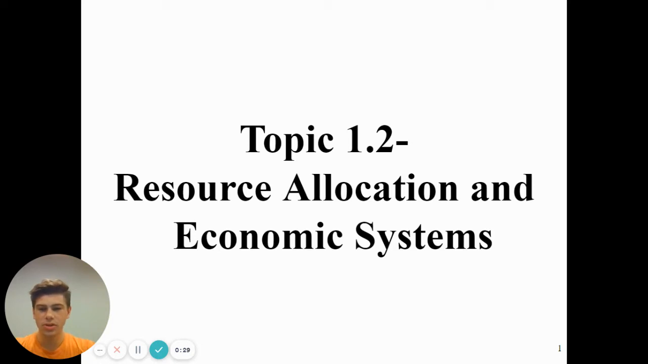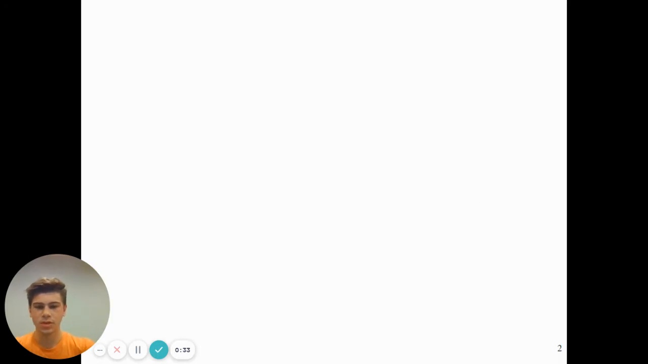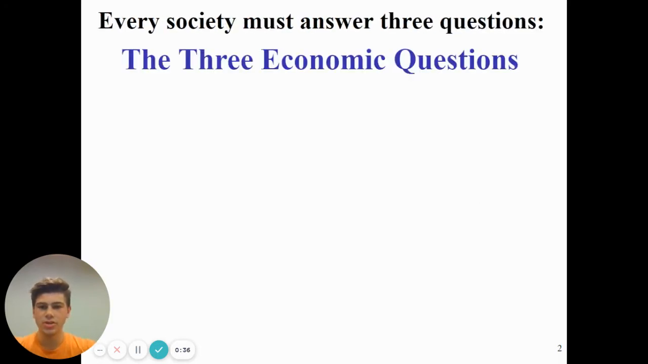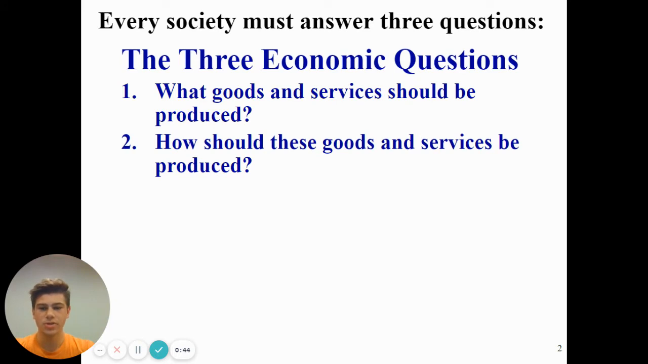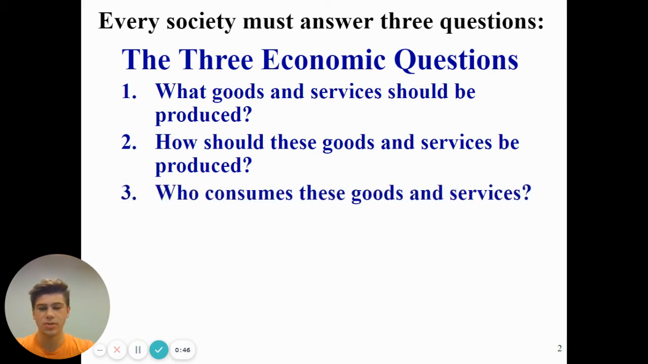Topic 1.2 here is about resource allocation and economic systems. Alright, so each society has to answer three economic questions. The three being, number one, what goods and services should be produced? Number two, how should these goods and services be produced? Number three, who consumes these goods and services?